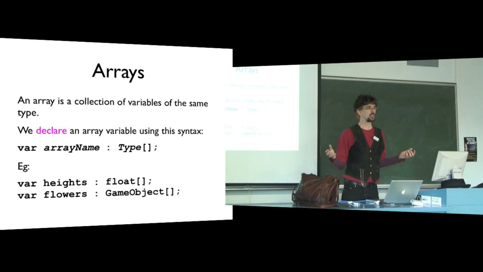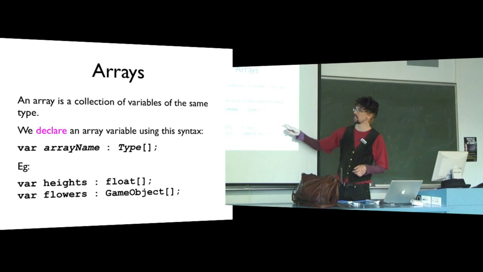Both arrays and lists are used when we have a collection of variables of the same type, usually multiple related items. For example, a list of heights for a number of flowers, or a list of flowers that we've made, or a list of information. Each element on the list is one piece of information, and we have many pieces of information.